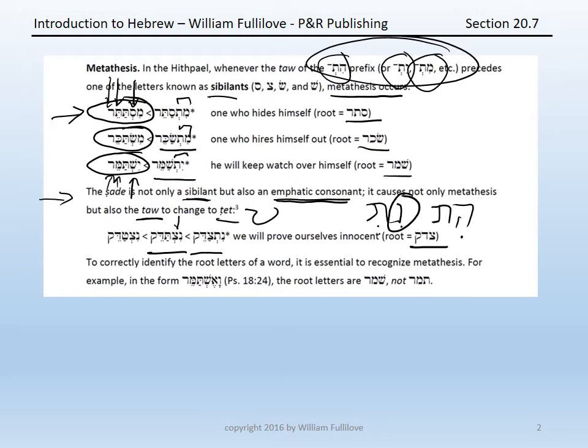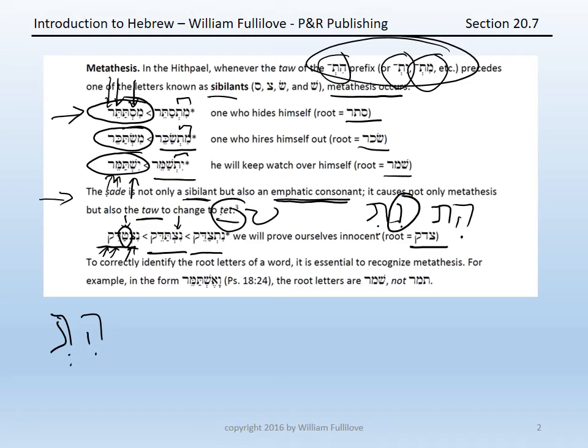Secondly, because the tzade is emphatic, the tav of the hit pa'el becomes a tet. You have nitz tadek. The root letters are tzade, dalet, and kof. And this tet is actually the tav of the hit pa'el, the tav of the original hit prefix, but it has undergone not only metathesis, but also the change to tet.